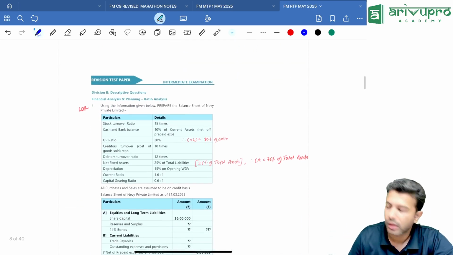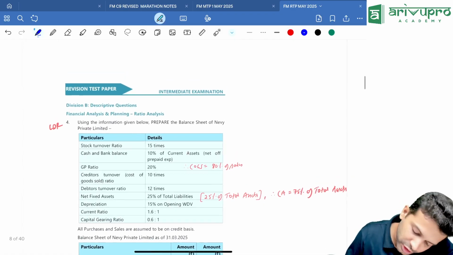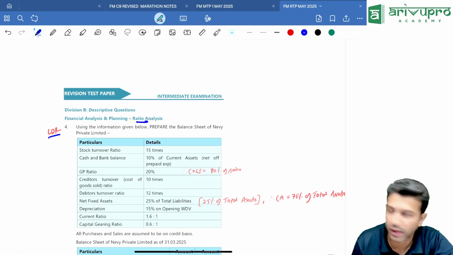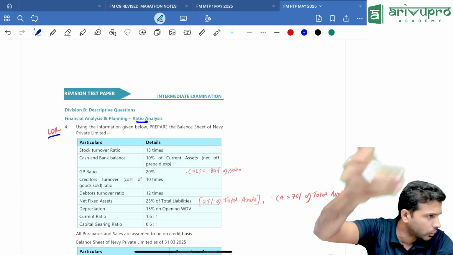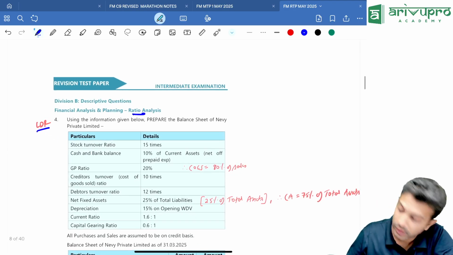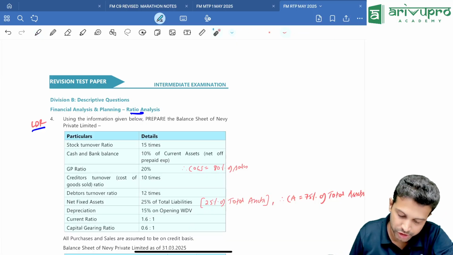Done. Okay, next question is on ratio analysis. Good question. I'll keep this as an LDR, last day revision. I've given you in the regular class a lot of LDR questions. You can add this question also to your LDR list. Okay, now let's see what we can learn from this question.